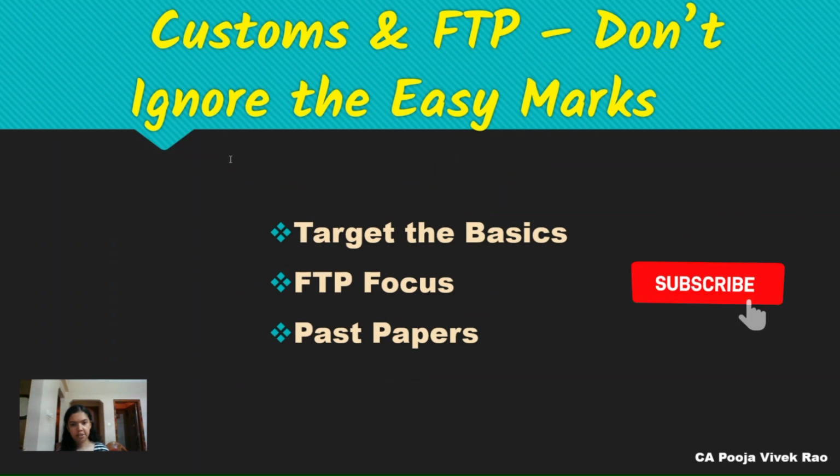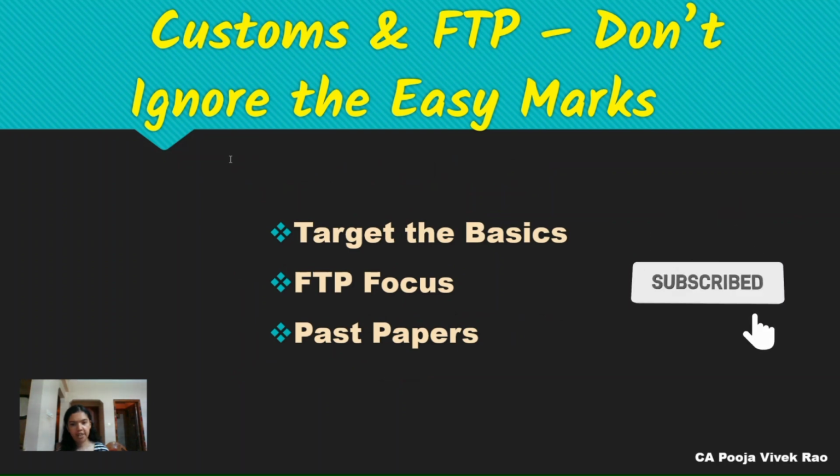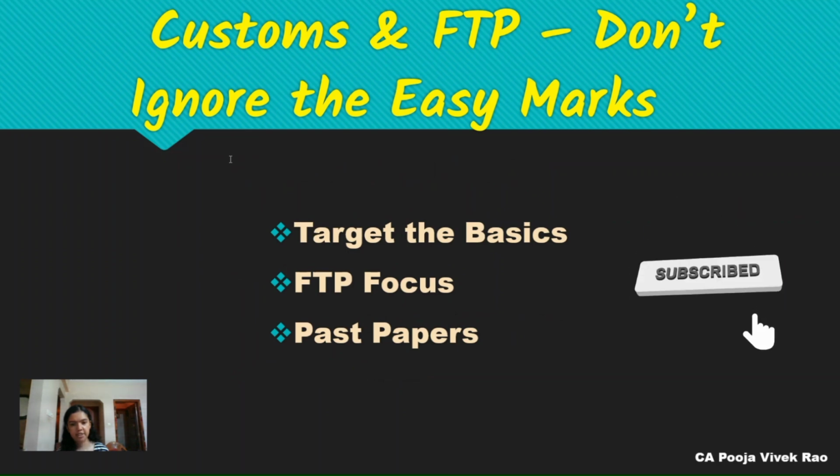Customs and Foreign Trade Policy: don't ignore the easy marks. Customs and Foreign Trade Policy may be smaller in weightage, but they are equally important for pushing your score above 70. Target the basics. Ensure you are clear on basics like customs valuation, types of duties, and exemptions. Questions on these topics are often straightforward and scoring.